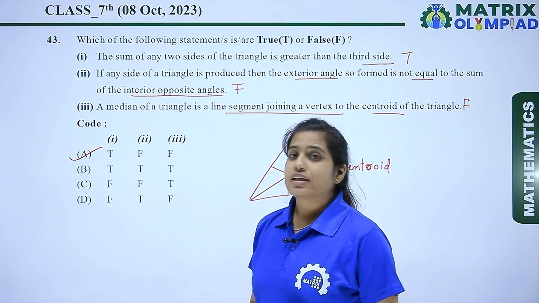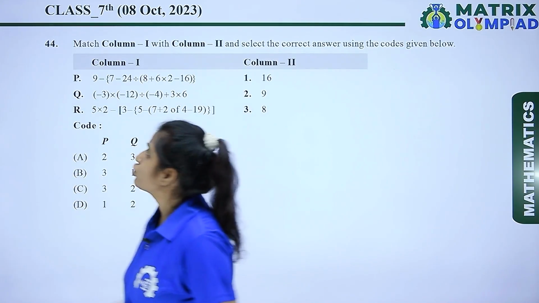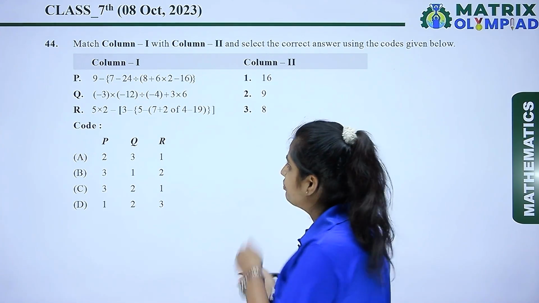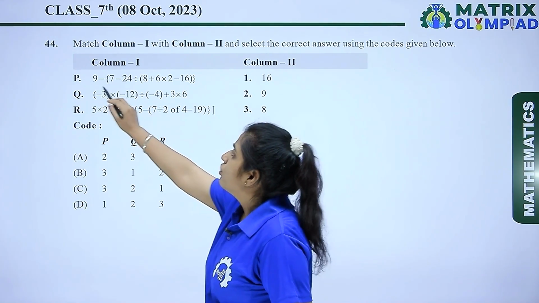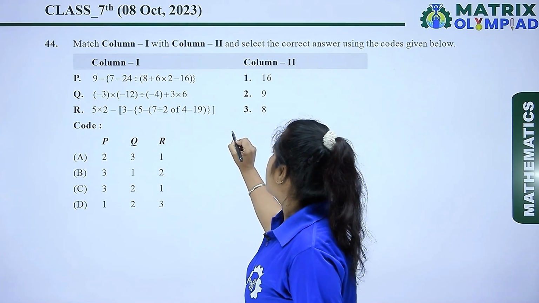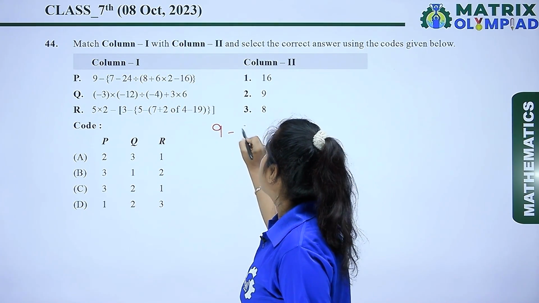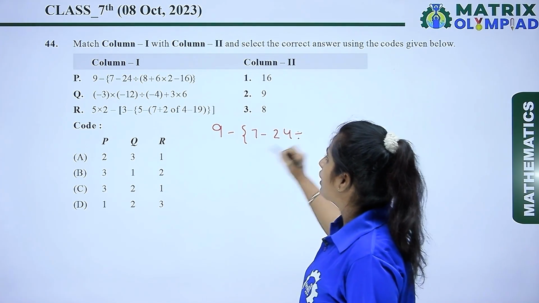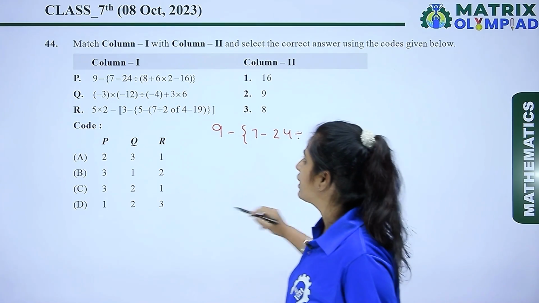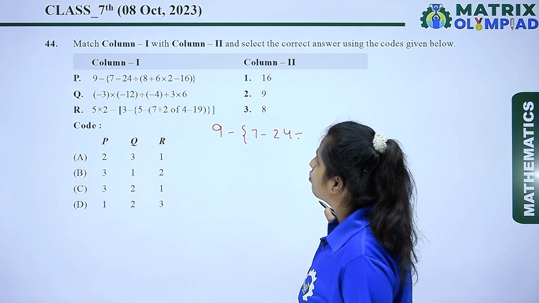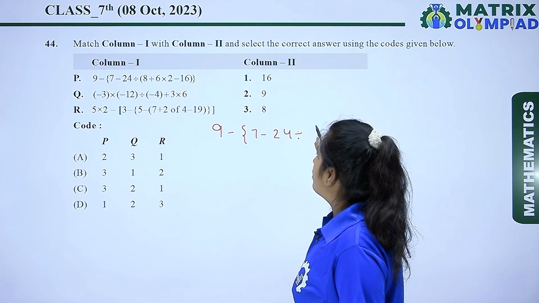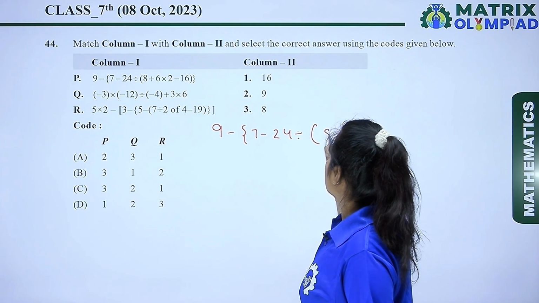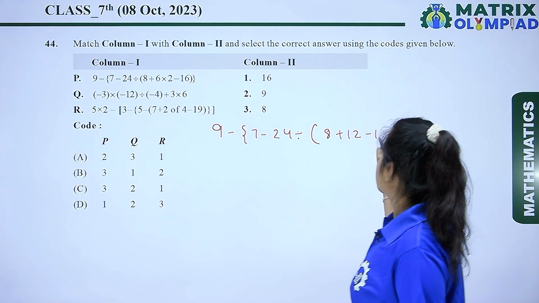Now let's solve the next question, that is question number 44. In question number 44 we have to match the column. Here first P part is 9 minus 7 minus 24 divided by, we have to first solve the bracket, that is 8 plus 6 multiplied by 2 minus 16. So here we are going to solve 8 plus 6 multiplied by 2 is 12 minus 16.